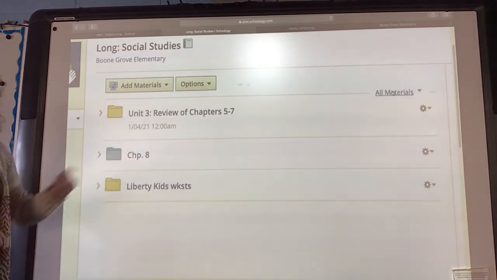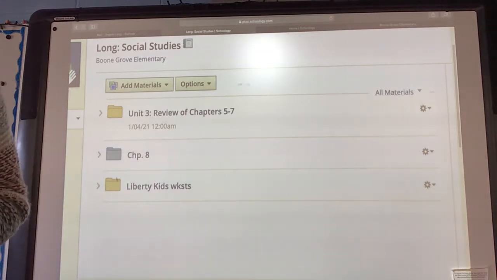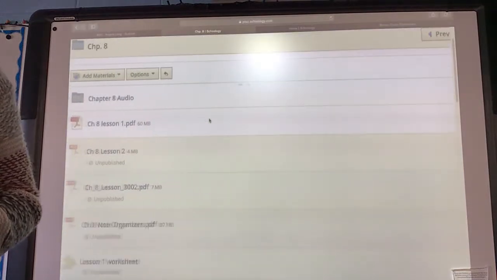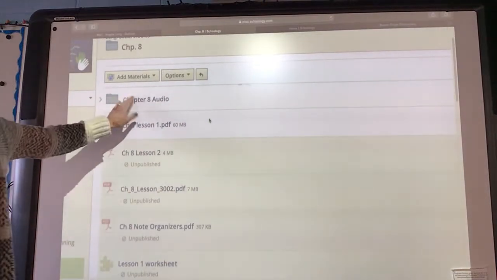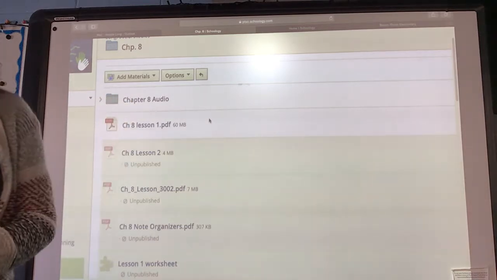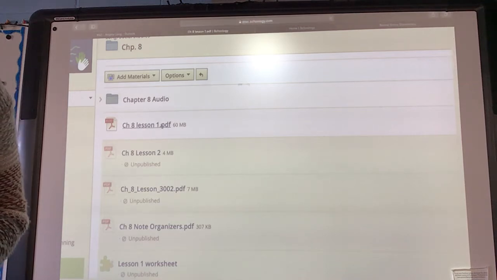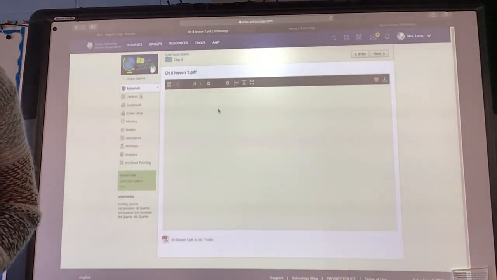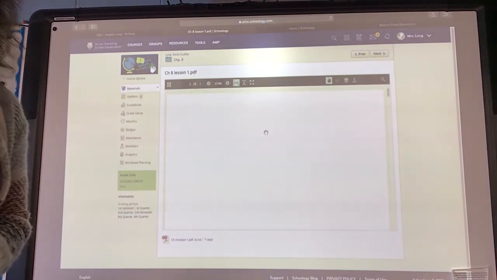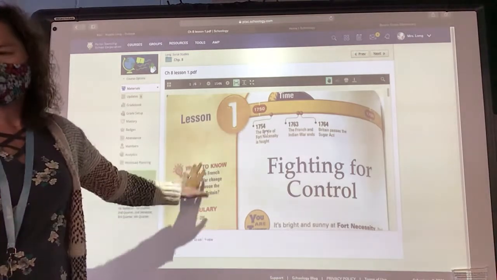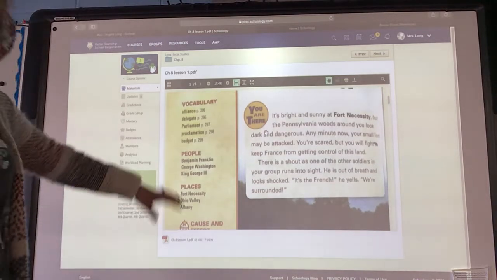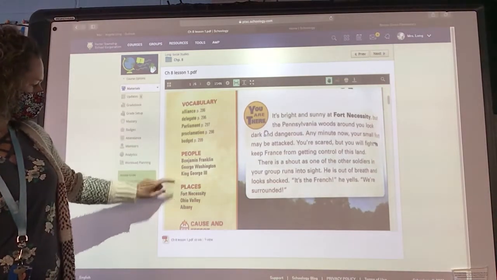All right, down here, Chapter 8. That is our first chapter in the Revolutionary War. And you're going to see, I have a lot of stuff in here. You're only going to see the audio, which is the book being read, so you can listen to it. And then here I have the Chapter 8, Lesson 1 PDF. Today's assignment is to look at that, Chapter 8, Lesson 1 PDF. These chapters and lessons are kind of lengthy, so they may take a little while to download on your iPad. And you have some vocab words here, 3 people and 3 places.